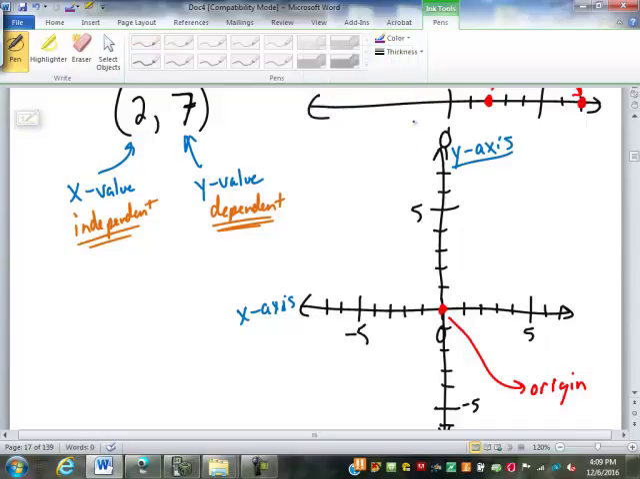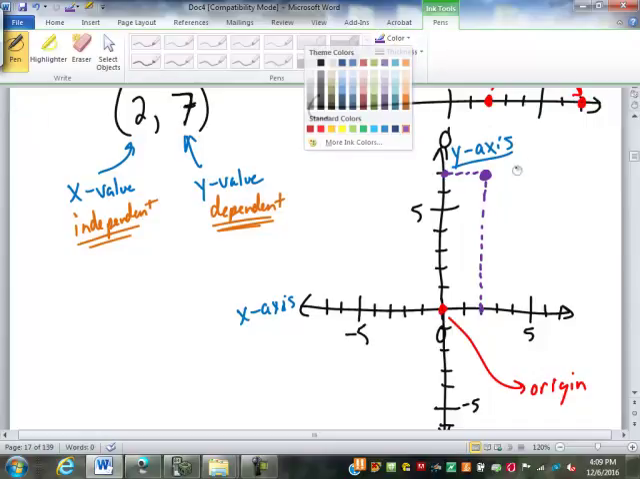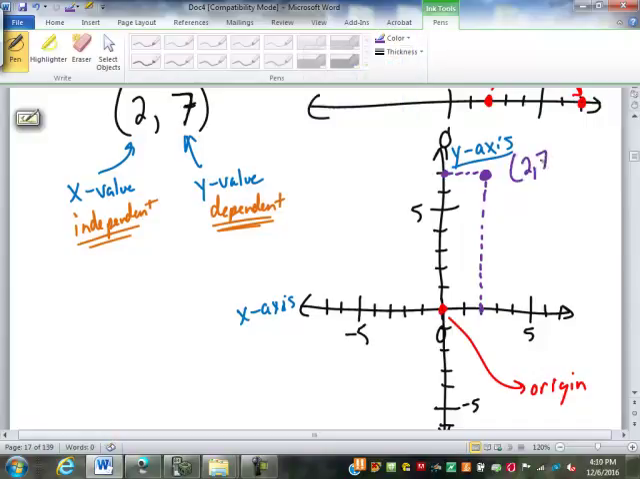So to plot my point 2, 7, well, 2 would be an x value, that'd be about here. 7 would be a y value, that's about here. To show them linked together, you put a single point out here in space, its shadow falls on the 2 for the x and on the 7 for the y. So that is the point 2, 7.